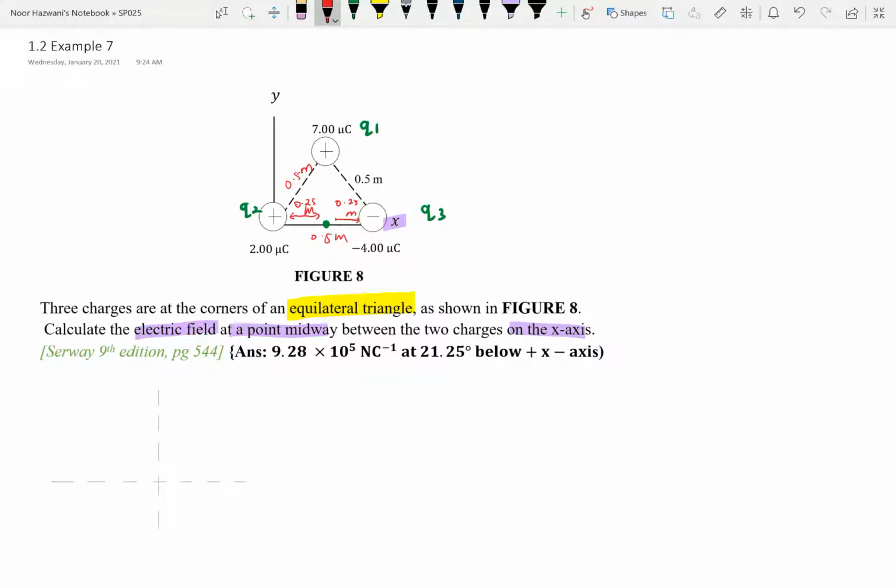Sebelum kita menyelesaikan masalah, better kita convert dulu everything kepada SI unit. Apa-apa nilai yang dibagi kita convert supaya memudahkan kita. So, Q1 kita adalah 7 times 10 power of negative 6 coulomb. Q2 kita adalah 2 times 10 power of negative 6 coulomb. And then Q3 kita adalah negative 4 times 10 power of negative 6 coulomb.